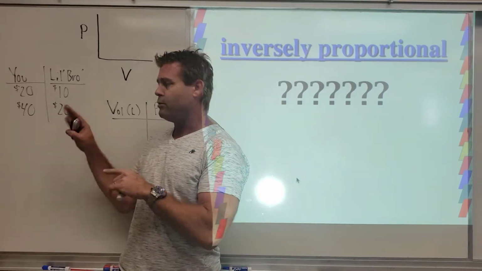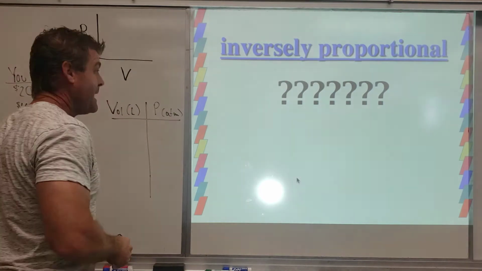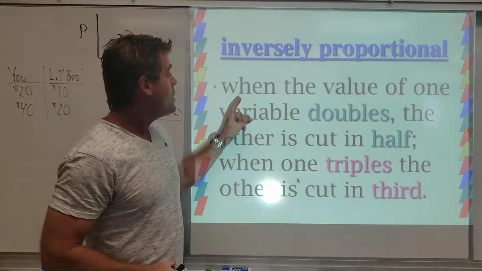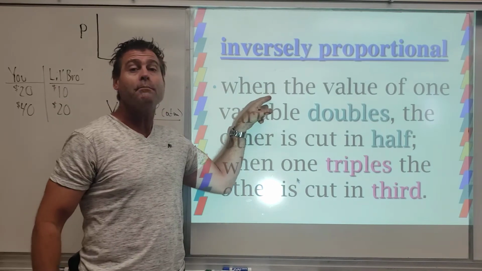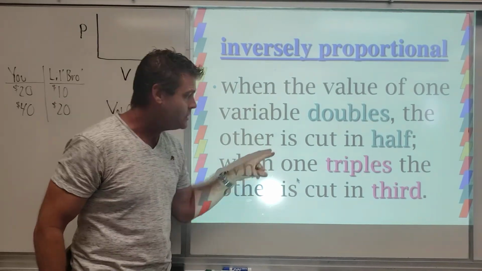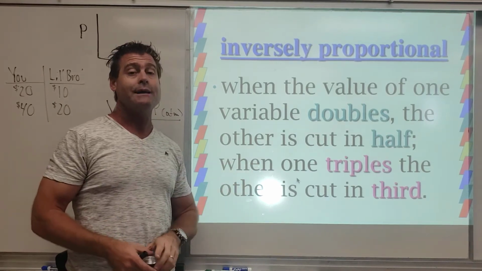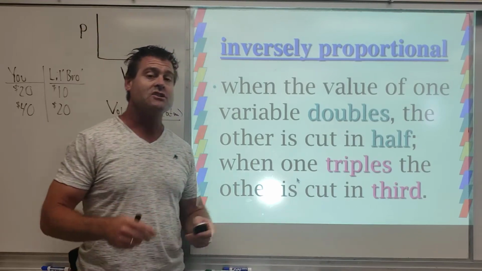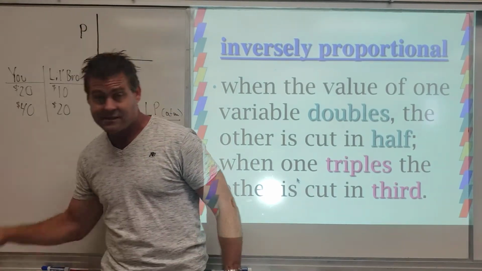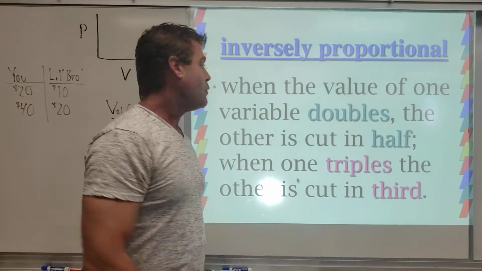So that was directly proportional. Inversely proportional, as you might expect, is like the opposite. When the value of one doubles, the other is cut in half. So if we multiply one by 2, the other we divide by 2. If one we multiply by 3, what do we do to the other? We divide by 3. That is what Boyle found as the relationship between pressure and volume for a gas, that it is inversely proportional. So once again, Boyle collected data.